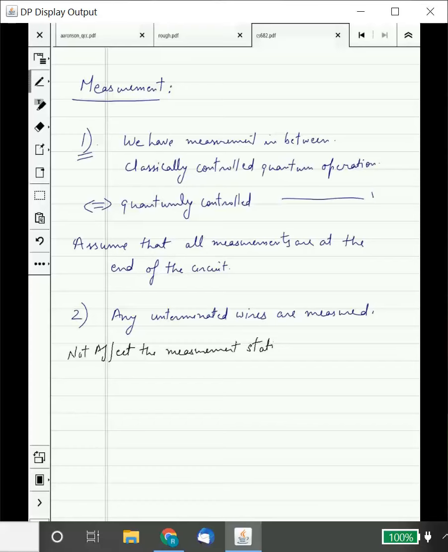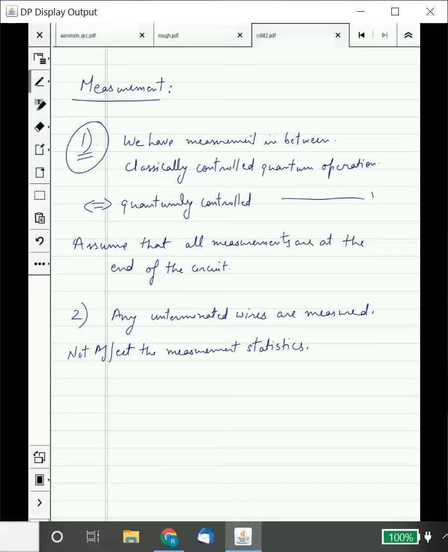At this point, you might not be clear about their applicability. Don't worry about it. When we go to complexity theory, when we talk about a general circuit, we will see that these observations will be helpful for us. The first one is really important, which says that you can always push the quantum measurements towards the end of the circuit without loss of generality. And the second says don't worry about unterminated wires, they can be assumed to be measured. We will remember these two important points.